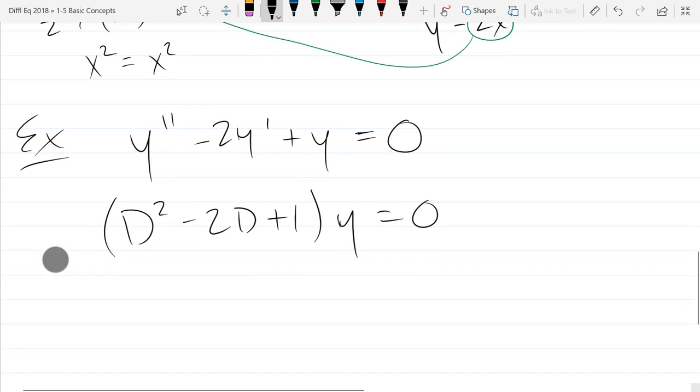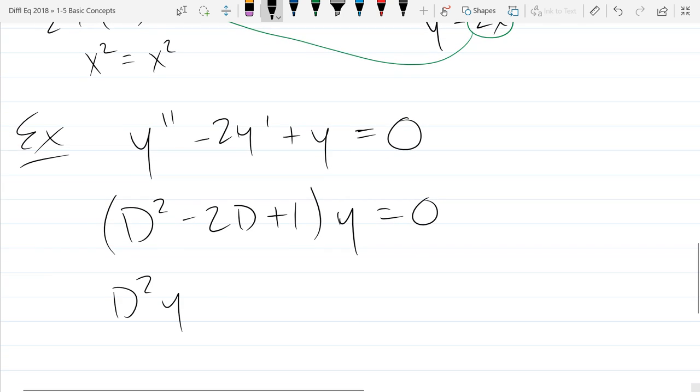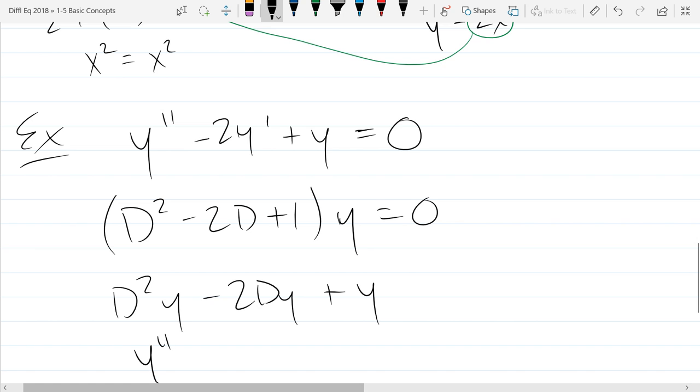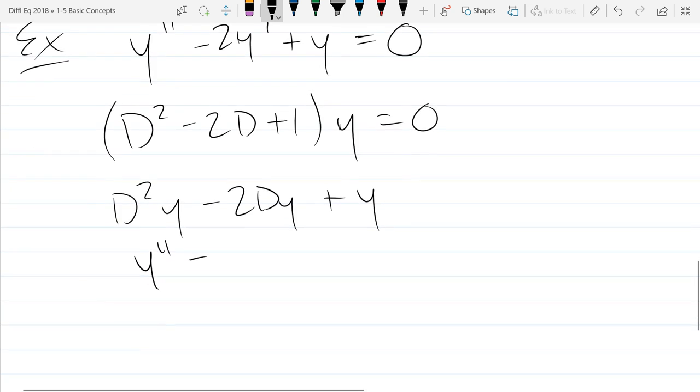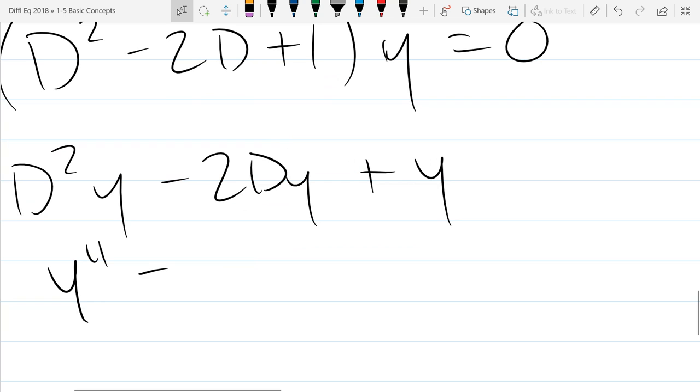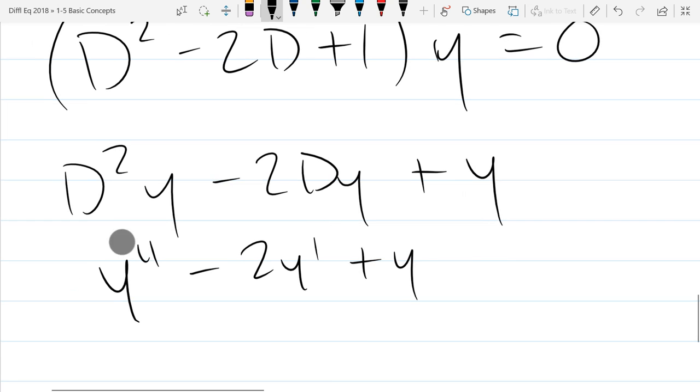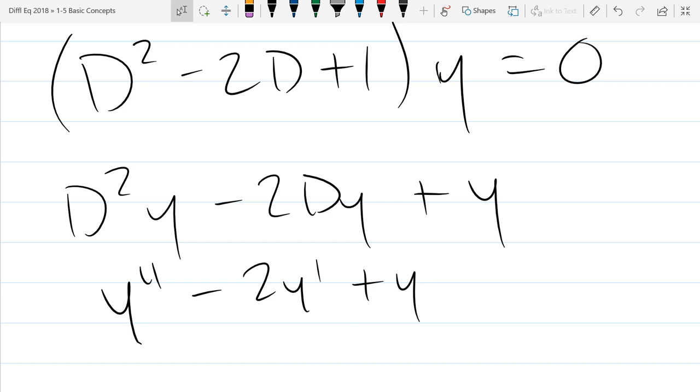And if you distribute it, what's really going on? D squared y minus 2Dy plus 1y. And of course, D squared y is y double prime. What rule? Actually, I don't need a rule here. Oh, I already applied the rule. Did I? No, I didn't. So Dy is y prime. So that's how to write it with the differential operator.